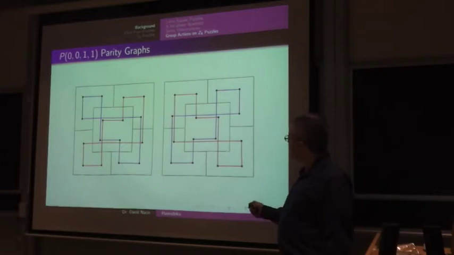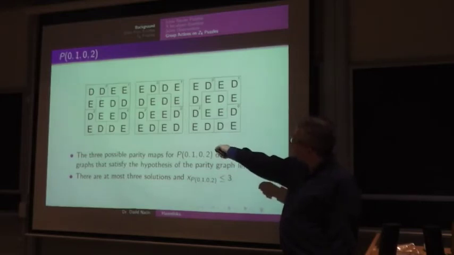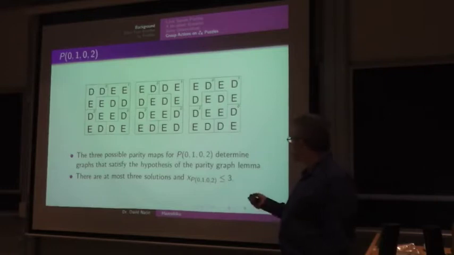So therefore, each of these can provide at most one solution, so I get a bound of 2. Now for this orbit, I'll pick P0102. You can see there's only 3 ways we can complete this. It doesn't take much work. It's very quick to determine the parity maps. And each of these meet the hypothesis of that parity graph lemma.